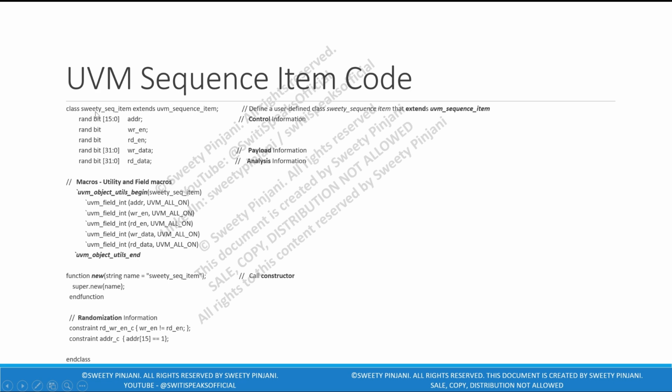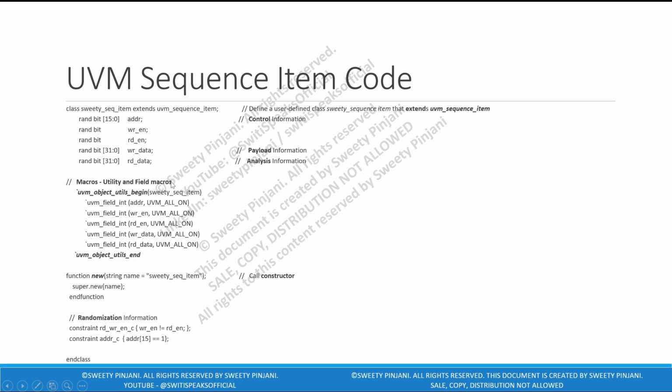Quickly, I will revise. First step was to define the user defined class that will extend from the UVM sequence item. Then you will give different information for the data fields. For example, control information. Your control fields are address, write enable, read enable. Here you know whether the operation is write or read. Then what is the size for your address. Then in payload, you have the data, and in analysis, whatever output from the design you want to analyze will come in the analysis information.